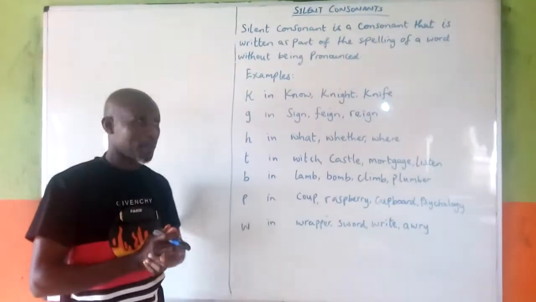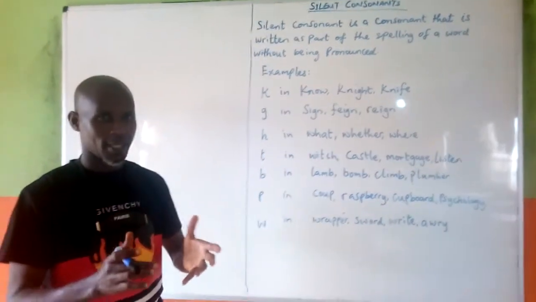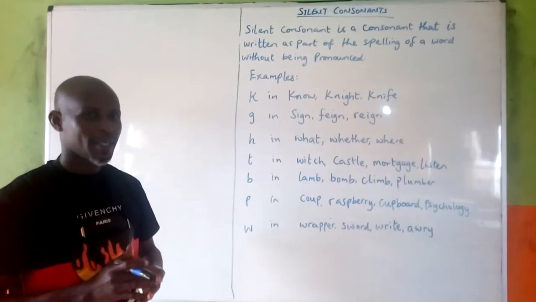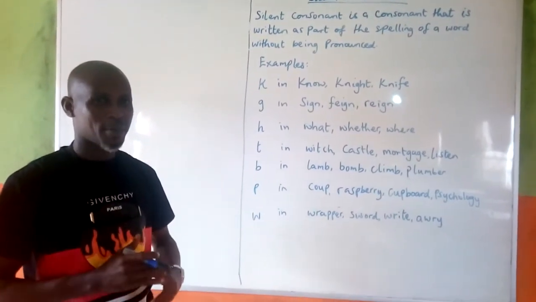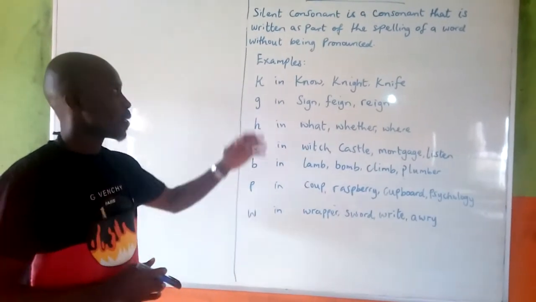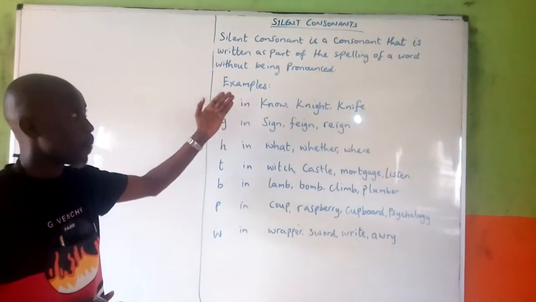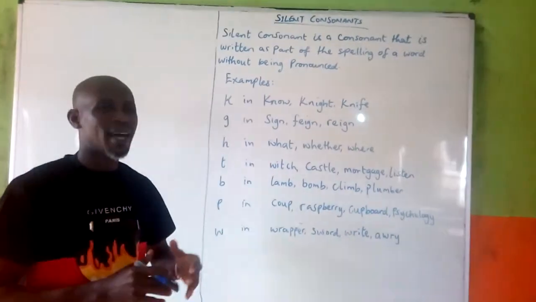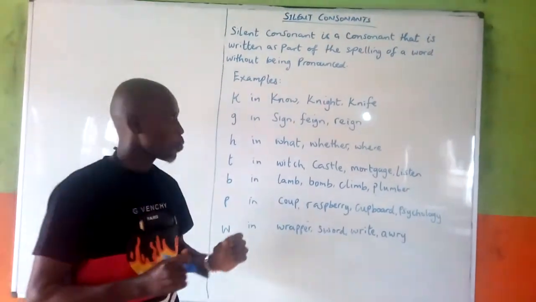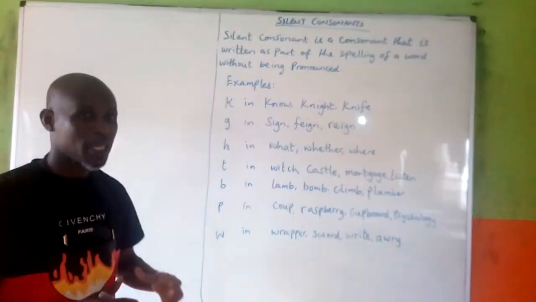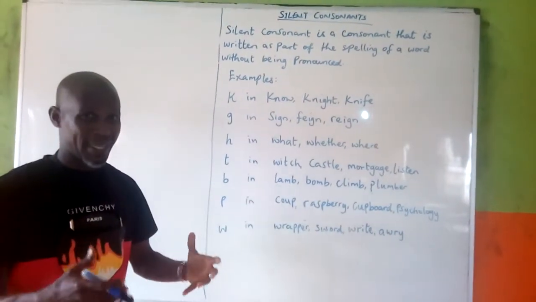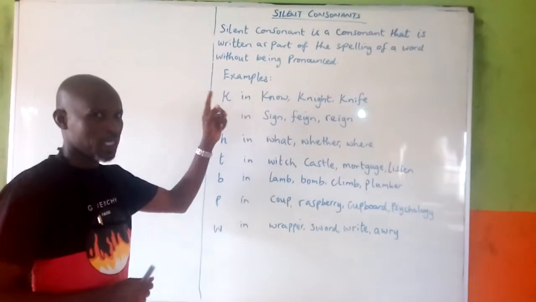This afternoon we shall be looking at silent consonants. Now, what do we understand by the word silent consonant? A silent consonant is a consonant that is written as part of the spelling of a word without being pronounced, which means that silent consonants are usually not pronounced; they are silent. Now let's look at examples.